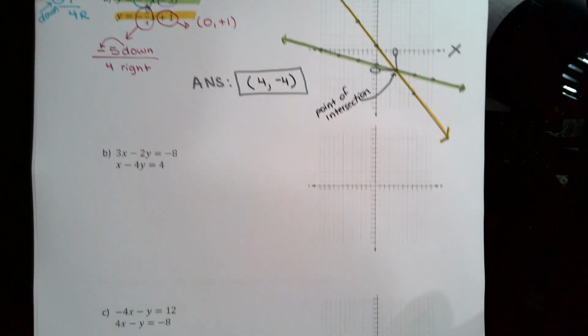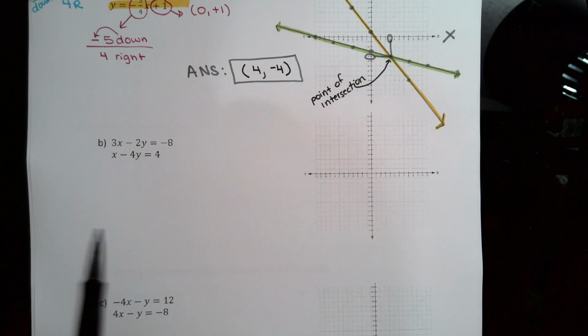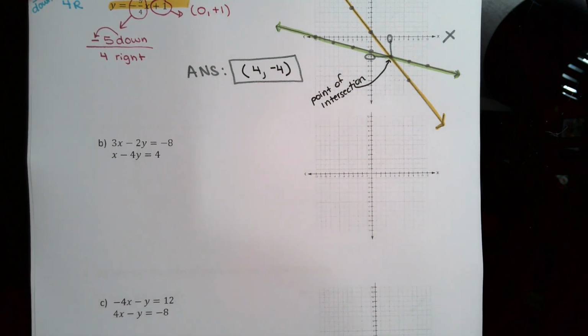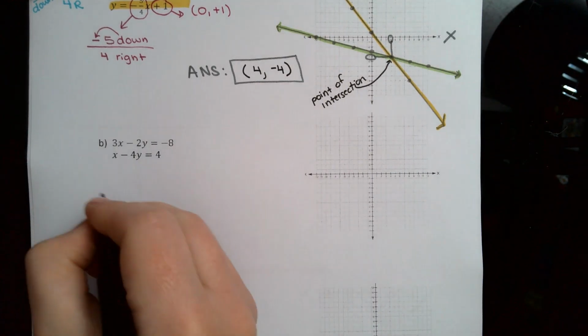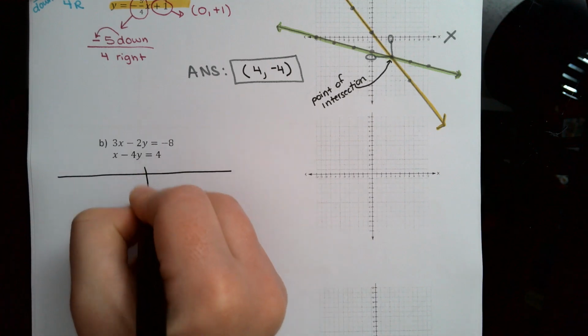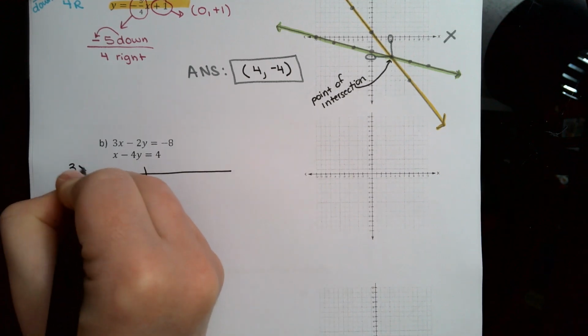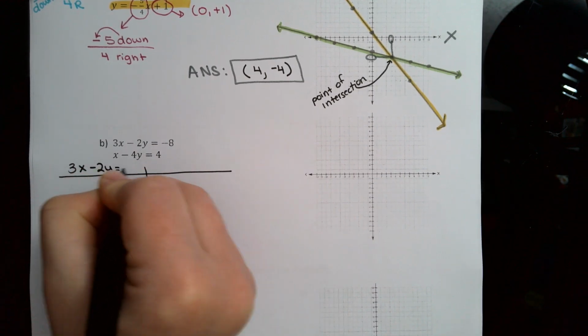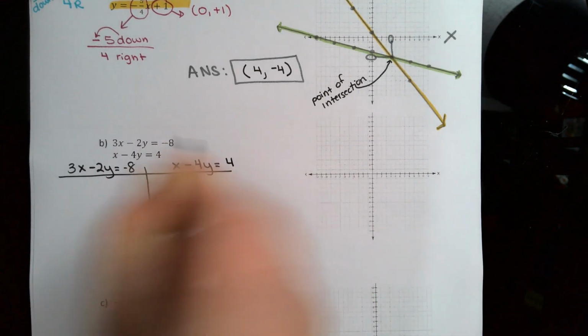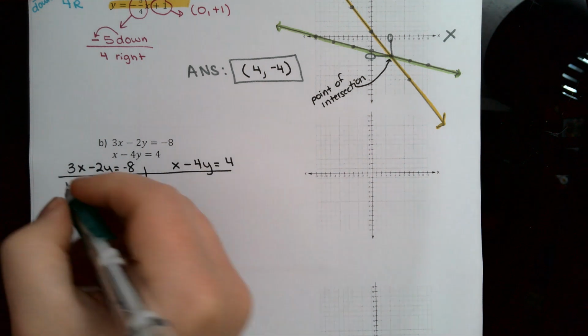All right, let's go again. Notice for B that I do not have a y equals. These are in standard form, so you have a choice to make. You can either solve using your x and y intercepts, or you can just solve for y and then use your mx plus b format. So I'm going to choose to solve for y. I'm going to create a little t-table. I'm going to solve 3x minus 2y equals negative 8, and I'm going to do x minus 4y is equal to 4. Now again, my goal is just to get y by itself.